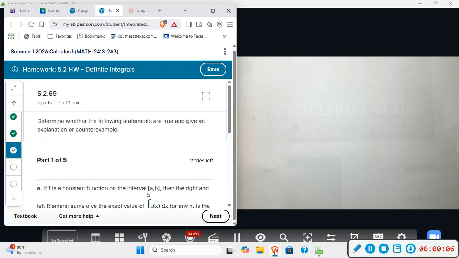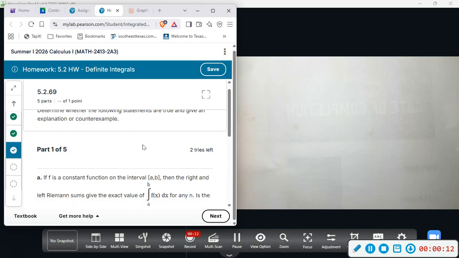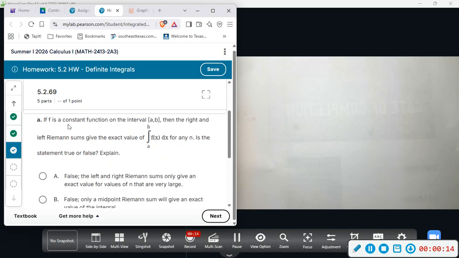All right, number 16, we want to determine whether the following statements are true and give a counterexample or explanation. So A says if f is a constant function on an interval [a, b], then the right and left Riemann sums give the exact value. Is this true or false?